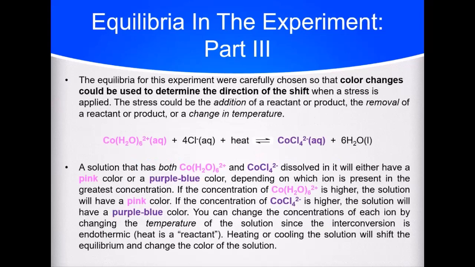In part three of the lab, more complex ion chemistry, cobalt hexa-aquo ions look pink in solution, but cobalt 2 tetrachloride ions in solution, the complex ion CoCl4 2-, still has cobalt plus 2 ions as part of this complex ion, is a purple-blue color. By adding one of our reactants, chloride, or by adding one of our reactants, heat, or taking one of our reactants away, heat, increasing or decreasing the temperature, we can influence this endothermic equilibrium to shift left or shift right. So in part three, we're not really messing with our reactants.